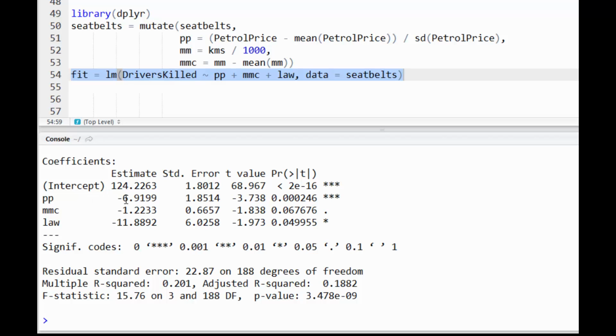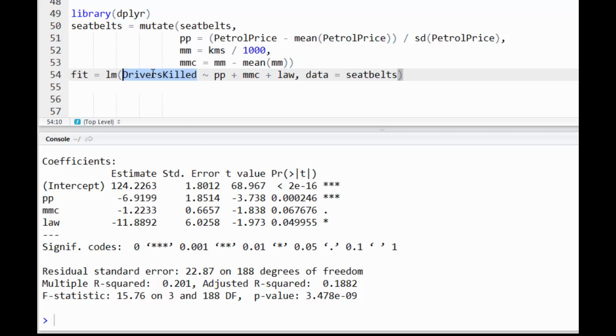To interpret the law variable, what we're saying is we see that about 12 fewer deaths occur after the law had taken into effect, when the law variable went from 0 to 1. So we expect 12 fewer deaths per month associated with the law, holding petrol price and kilometers driven constant. Both of these other variables, petrol price and kilometers driven, are interpreted as we've interpreted them in the previous problems, though now they are interpreted holding both the other variable, whichever one you're not talking about, and the law variable constant at either 0 or 1.